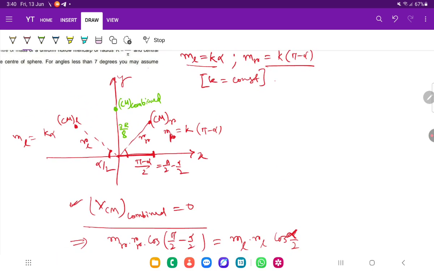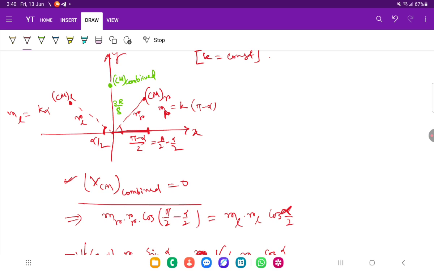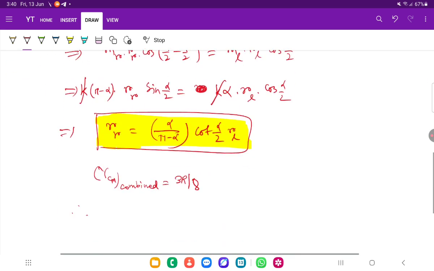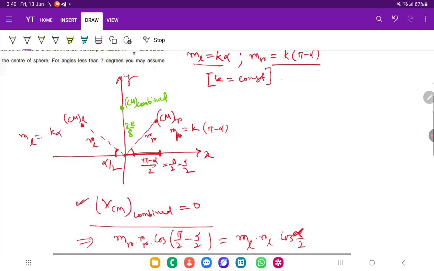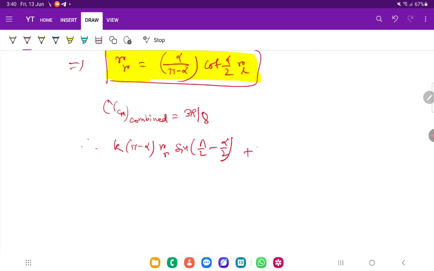So we'll just equate this by calculating the YCM from the two masses. For the right mass, it will be k(π − α), the mass of the right part, times RR sine of (π/2 − α/2), because this is the y coordinate, right? Plus, now I am writing for the left megacap, it will be kα, its mass, times RL sine(α/2), upon the total mass.